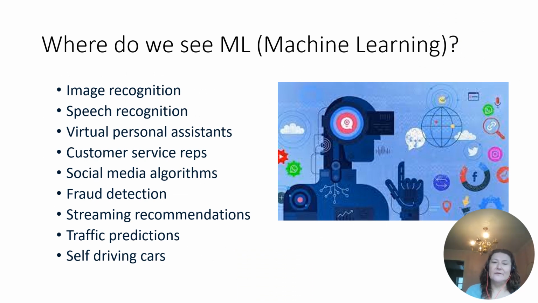Where do we see ML, machine learning? You can see it in image recognition, speech recognition, virtual personal assistants, customer service reps, which are basically automated customer service that allows you to choose from different options and so on. Social media algorithms, fraud detection, streaming recommendations, traffic predictions, self-driving cars, IVR, which is a virtual way of moving through a call system, a call support system typically, where you're told which options are valid in this particular scenario, and you choose one and it moves you to a customer support representative or to some information that you're looking for and so on.